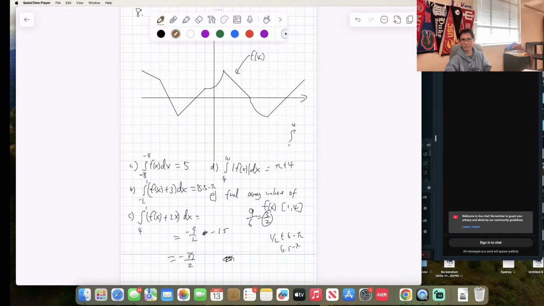5. 6.5 minus pi. It'd be 6.5 minus pi or 5.5 minus pi. I can't tell from this. I think it's 6.5 minus pi. Good, because that's what I got. 9. You got 9.5? I got -39/2, because I have to do integration from 4 to 1 of 2x, and I have to do that separately.